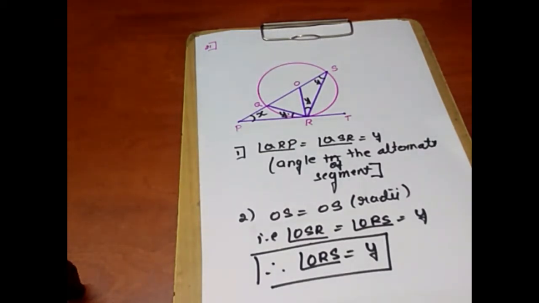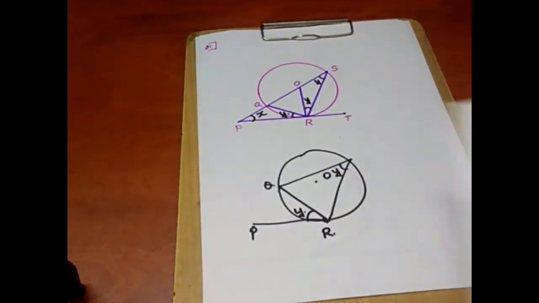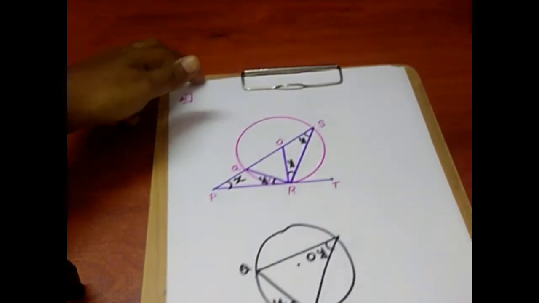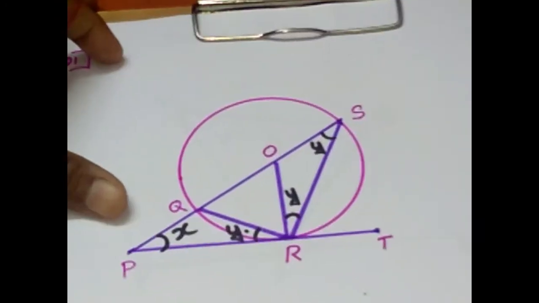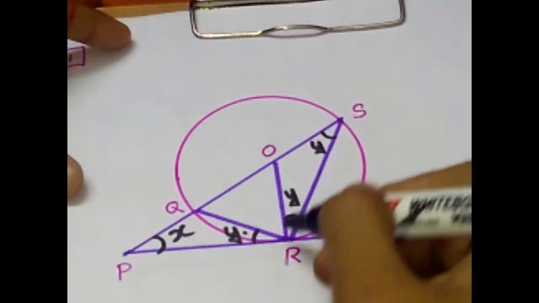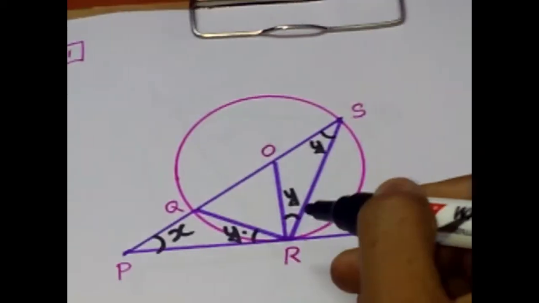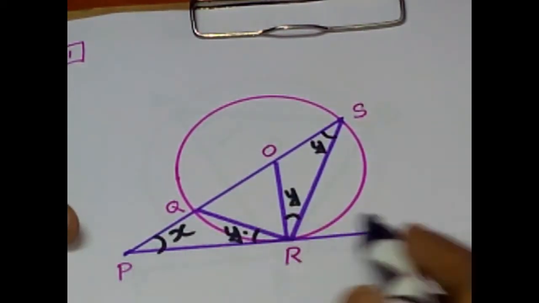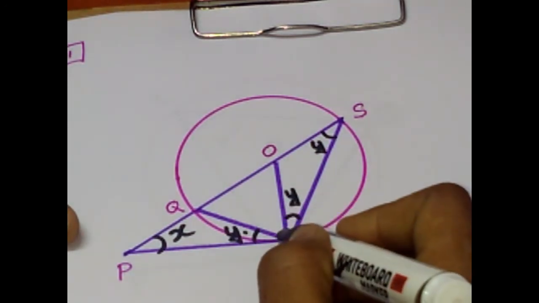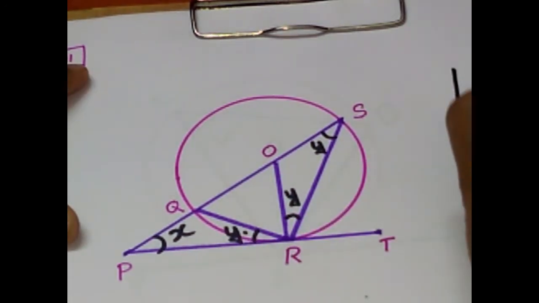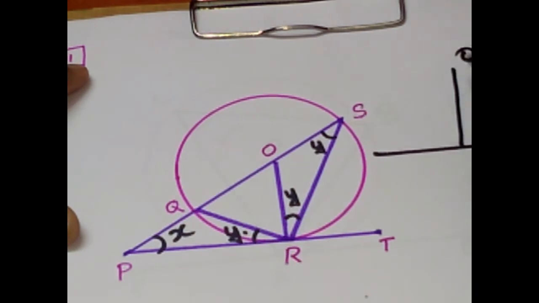Now the second point is write an expression connecting X and Y. So we need to write an expression which is connecting X and Y. So how to proceed with this? Observe the diagram once again carefully. Here we can find OR is the radius, PT is the tangent.